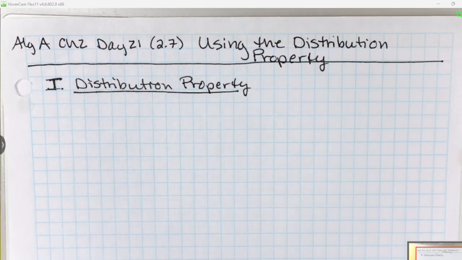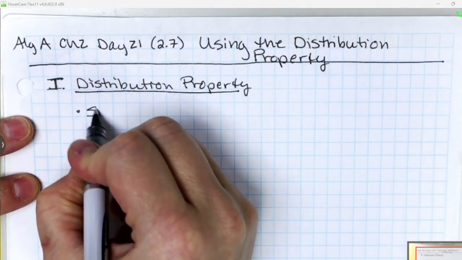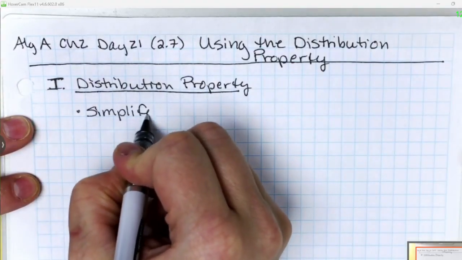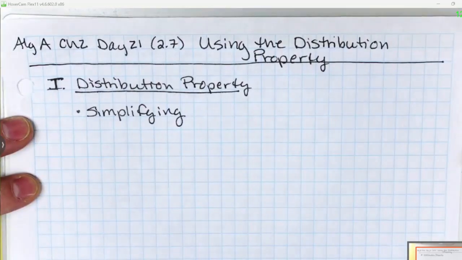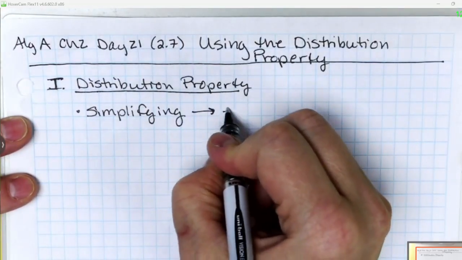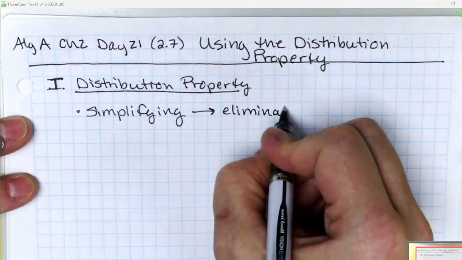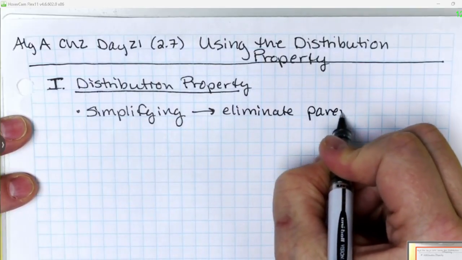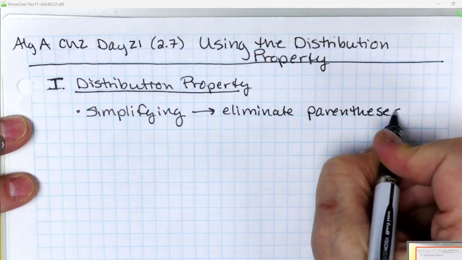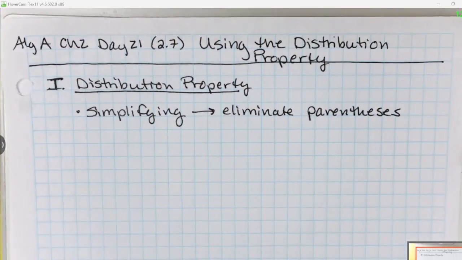This is day 21 of our chapter 2 lesson. And we're going to learn the distribution property, which is needed for simplifying. So part of simplifying is to eliminate parentheses. And as we go along, you'll see that the distribution property not only eliminates parentheses, it can eliminate brackets and some other grouping symbols.